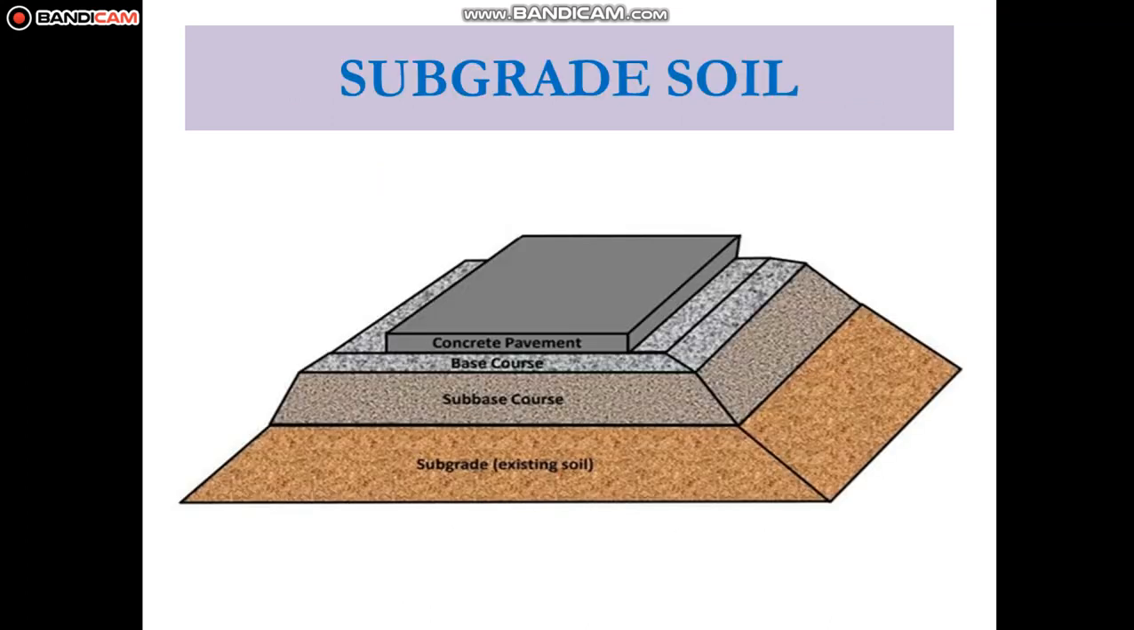Subgrade. Coming to the subgrade here, the top soil or subgrade is a layer of natural soil prepared to receive the stresses from the layers above. Here you can see the subgrade or existing soil. These are the different layers above the subgrade. It is essential that at no time is the soil subgrade overstressed. It should be compacted to the desirable density near the optimum moisture content. This is about subgrade soil.